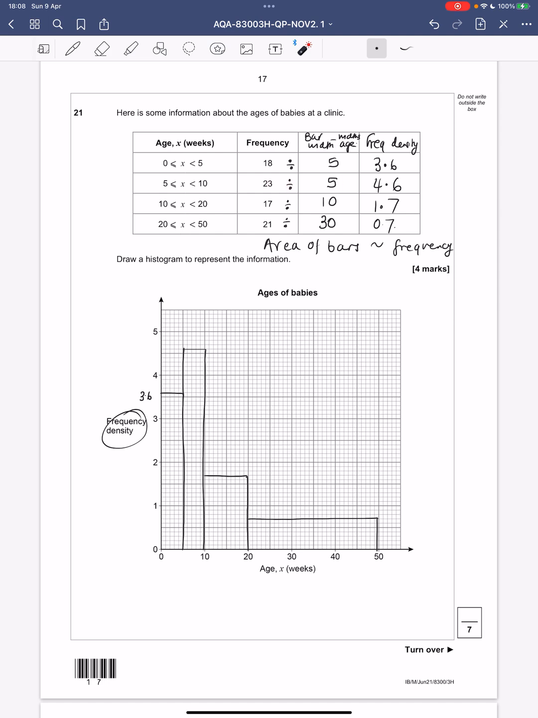Then 23 divided by 5. This bar width is 5, this bar width is 10, this bar width is 30. So you then have to do this frequency divided by the bar widths. 3.6, 4.6, 1.7, 0.7. Okay, and then you draw the bars in. Okay.